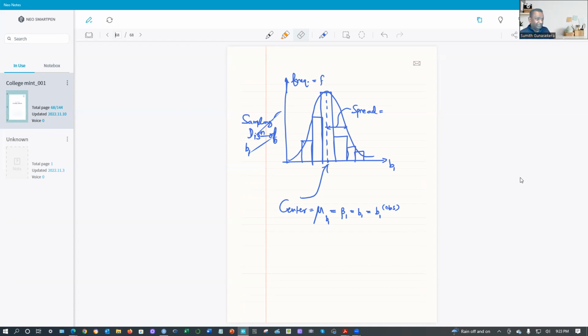So the spread of B1, okay? How do you write the spread? Sigma of B1. Can you use the same way that we used to use, B1 observed divided by? No. That's different. So that's one difference. This one is nothing but the square root of the mean squared error when you run the regression, divided by the square root of n minus 1 times the standard deviation of the x variable squared. That's the formula.